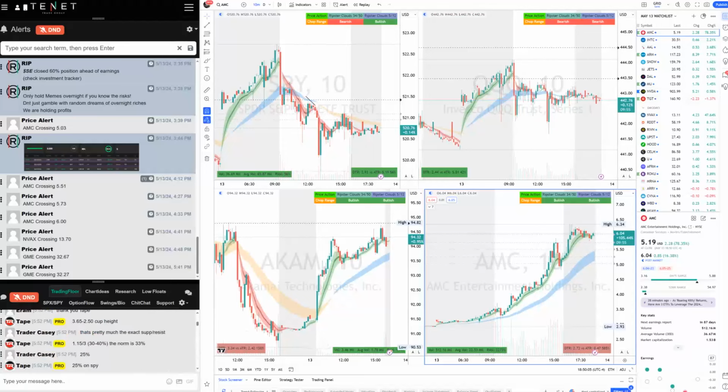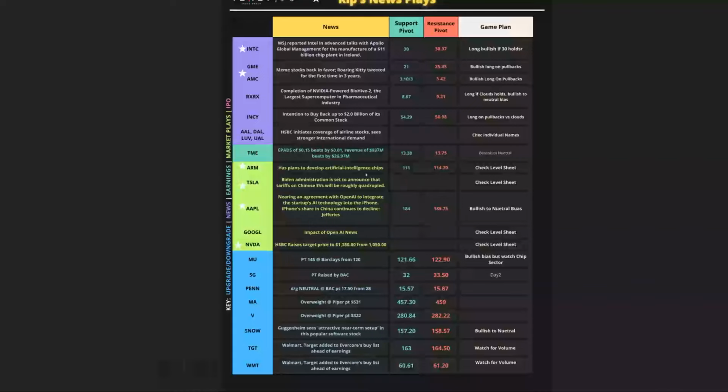Every day before the market opens, me and my team create a game plan for the day based upon support, resistance, and the EMA cloud system. This was the game plan for today. You can see Intel, GME, AMC were our two-star plays there at the top, along with Airlines, ARM, Tesla, Apple, NVIDIA, and a bunch of other plays: Snow, Walmart, Target. So this was our game plan today.